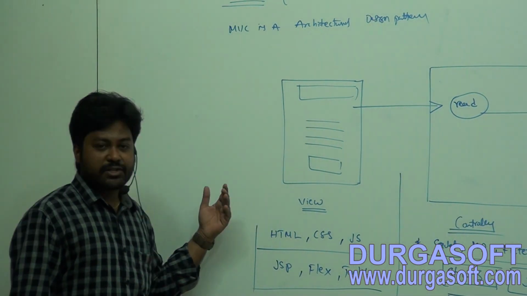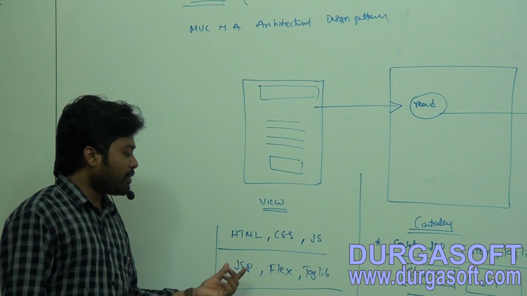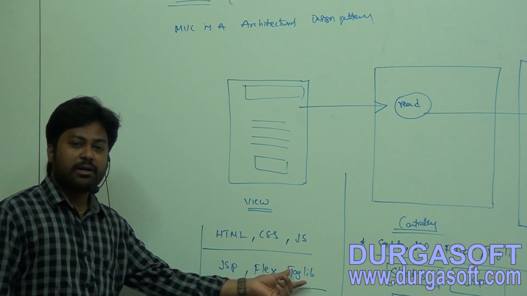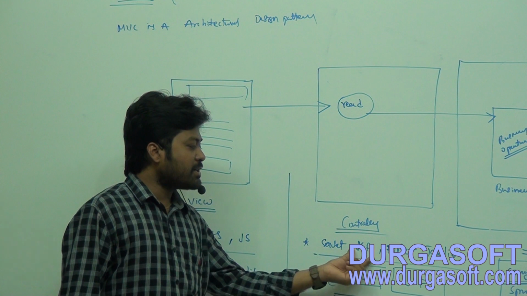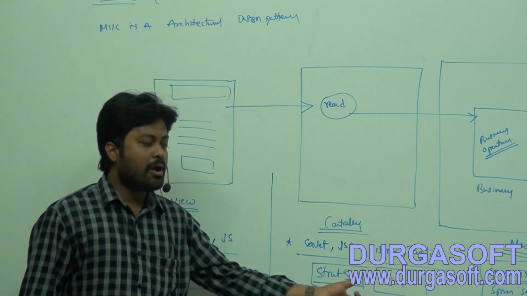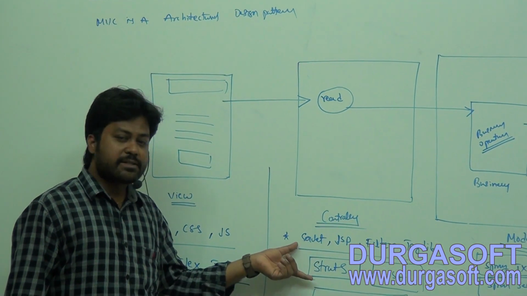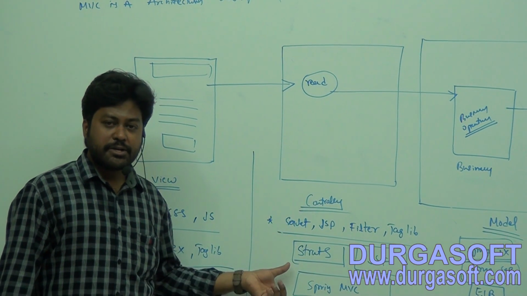For presentation layer: HTML, CSS, JavaScript, or else you can go through JSP or Flex or tag libraries. Coming to the server side, for the controller part you can use servlets, JSPs, filters or tag libraries, or else by using these servlets they designed some frameworks like Struts and JSF and Spring MVC.